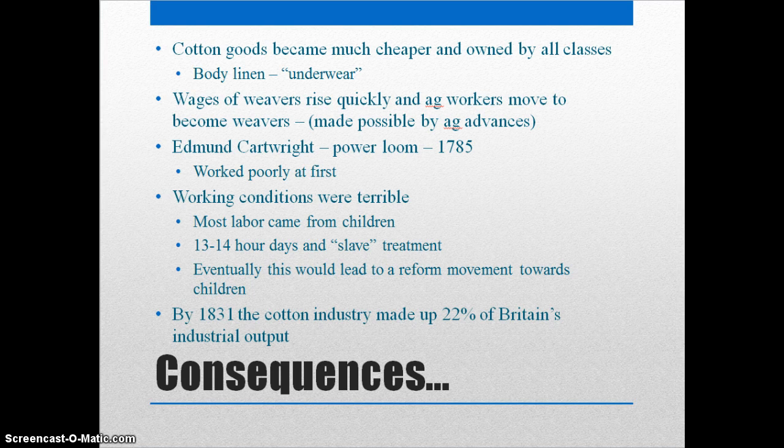By 1831, the cotton industry was making up 22% of Britain's industrial output, and this was tremendous growth in a very short period of time for what had been a dominantly agrarian society. It still was. Majority of people still farmed, but we're starting to see this shift.